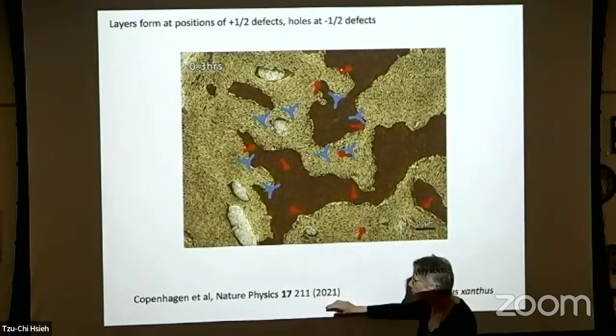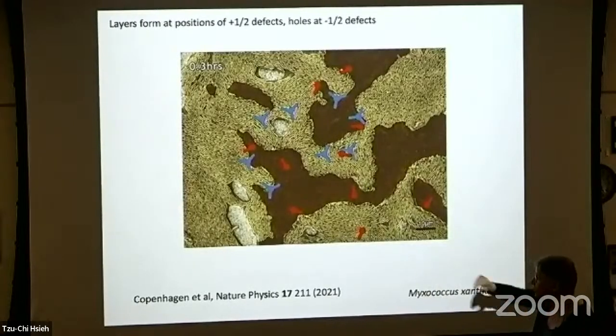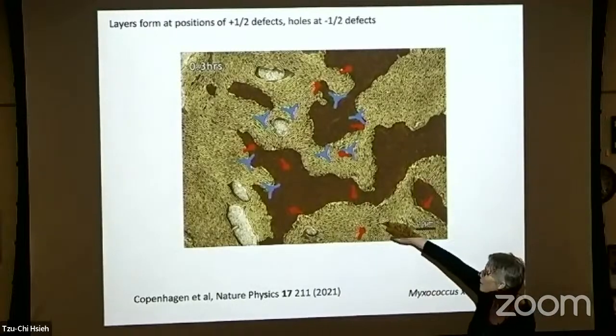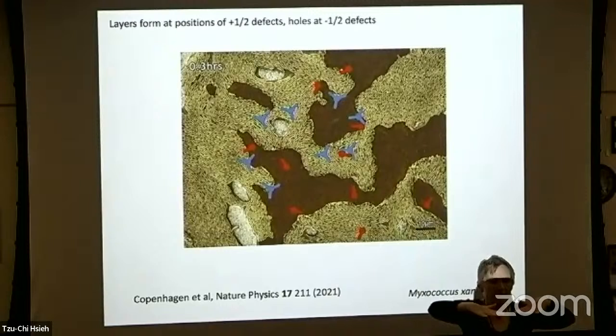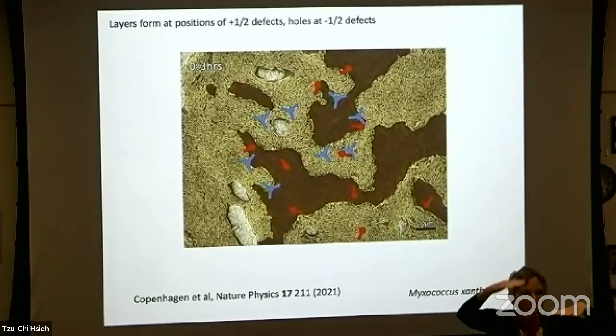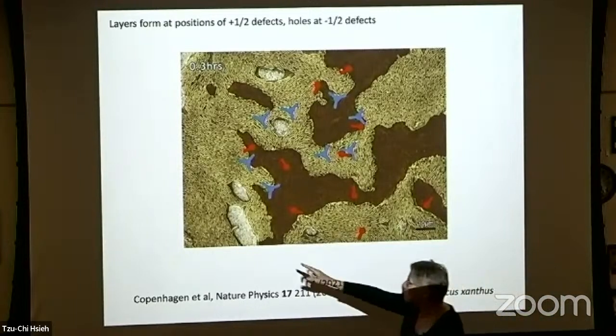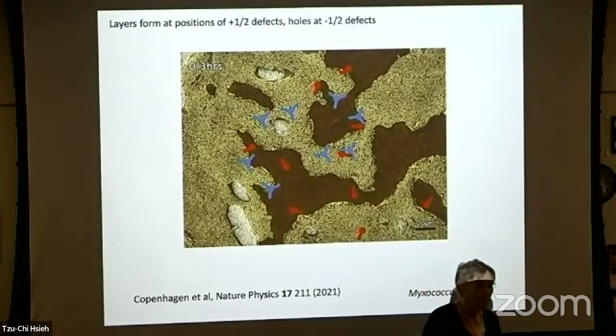This is work which was actually published back-to-back with ours in Nature Physics. What you're seeing here is this bacterium, Myxococcus xanthus, and the different browns are different layers. So what this thing does is it stays in plane, but then it forms a second layer on top that still moves in plane, and a third layer on top, and so on. What they found is that the place where the second layer starts forming is a +1/2 topological defect. And then the third layer again is a +1/2 topological defect in the second layer. Sometimes you get gaps in the layers, and the places where the gaps form are at -1/2 topological defects. So it's another example where the formation of biofilms is relevant to the existence of these topological defects.